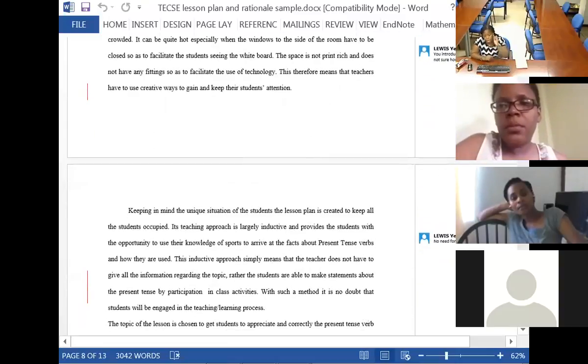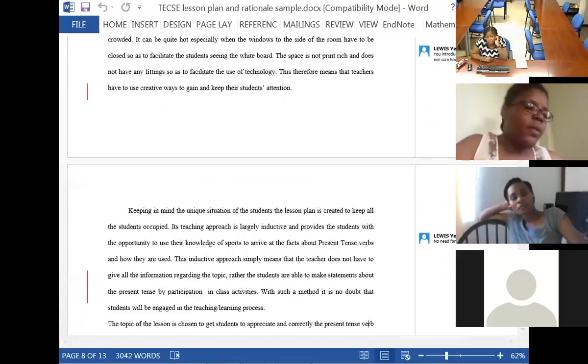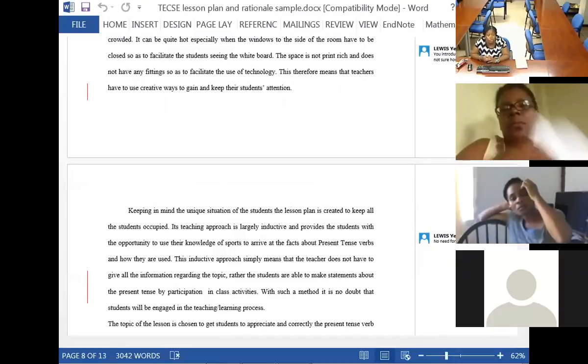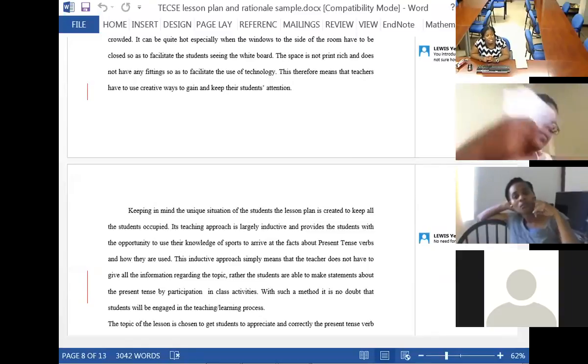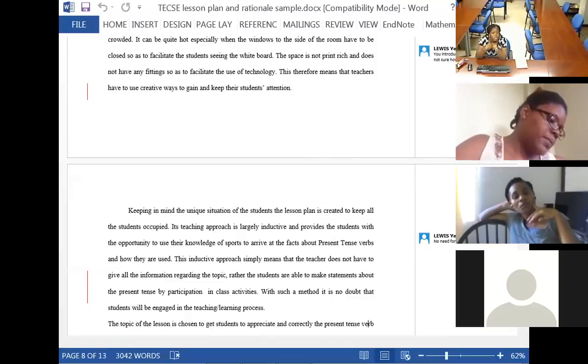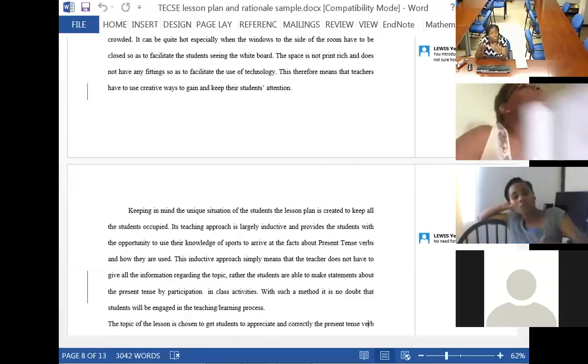Okay, keeping in mind the unique situation of the students, the lesson plan is created to keep all the students occupied. In teaching, its approach is largely inductive and provides the students with the opportunity to use their knowledge of sports to arrive at the facts about present tense verbs and how they're used, right? Lyra, what you were using yesterday is what we would call a deductive approach. In a deductive approach, you essentially tell the students the rule and then make them apply it. In an inductive approach, you give students scenarios and situations and have them figure out the rules themselves.